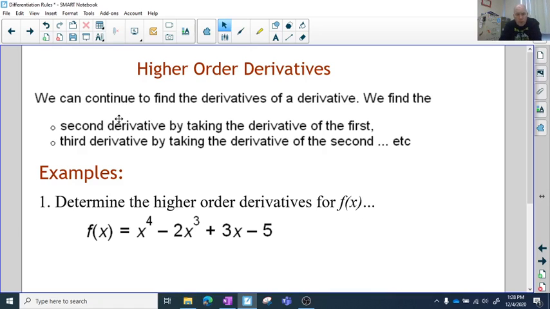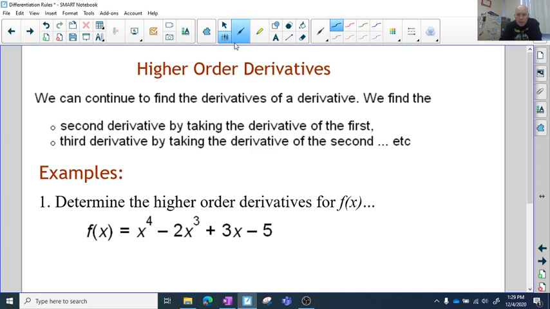Welcome to this video that will go through a concept in calculus referred to as higher order derivatives. Higher order derivatives is really nothing more than an extension of what we already know how to do with differentiation. It's simply where we find what are called the second derivative, the third derivative, etc. And these are found by basically taking derivatives of derivatives.